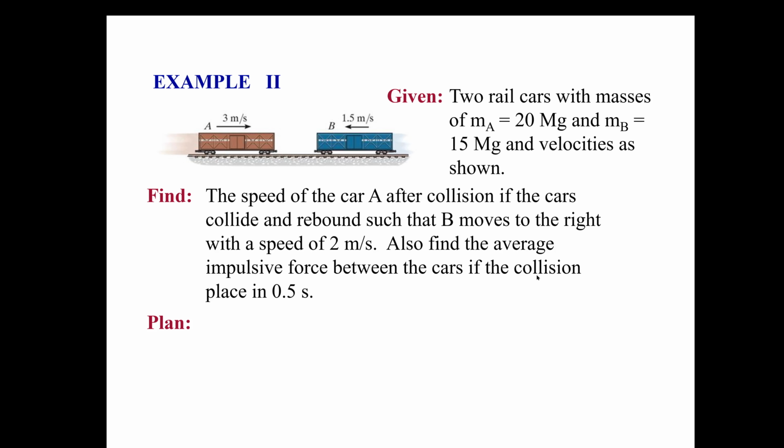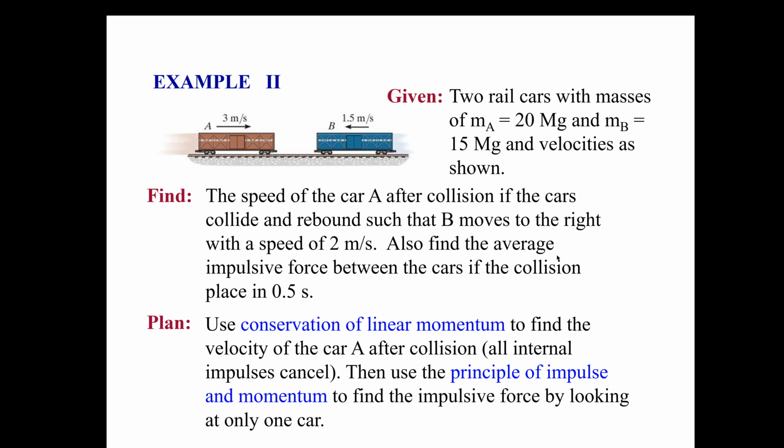So here's another example. You have two railroad cars, and they collide. There's some rebounding this time, though. B moves off to the right with a certain speed after collision. Then we want to find the average impulsive force between the cars if the collision takes place in 0.5 seconds.